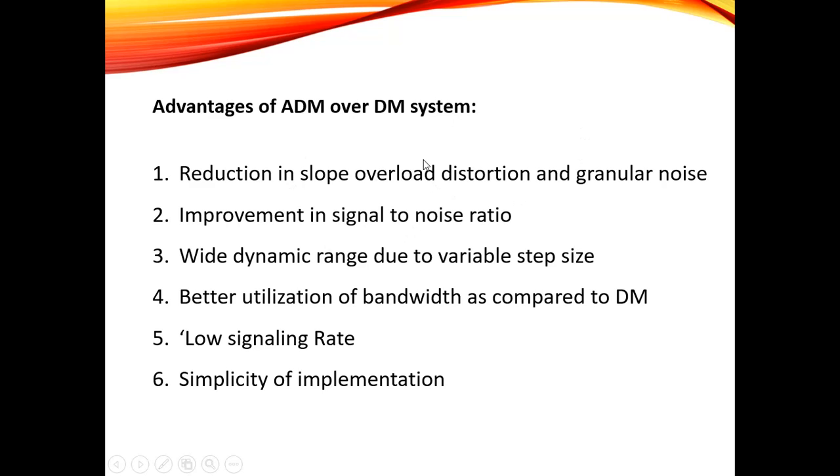Advantages of adaptive delta modulation over delta modulation. Slope overload distortion is reduced, and the step size is made variable instead of constant. It is very simple and has a better signal to noise ratio than delta modulation. It is simple to design, suitable for low bit rate applications, and variable step size allows a dynamic range of x of t due to the variable step size.